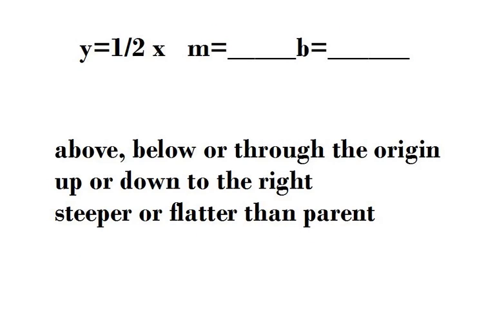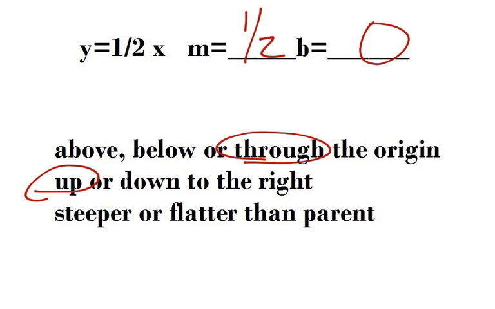This one, slope's the number in front of x, it's 1/2. Y-intercept's the constant, there's not one, it's 0. Since the y-intercept is 0, it goes through the origin. Since the slope is positive, the line goes up to the right. And since the slope is smaller than 1, it's flatter than the parent function.